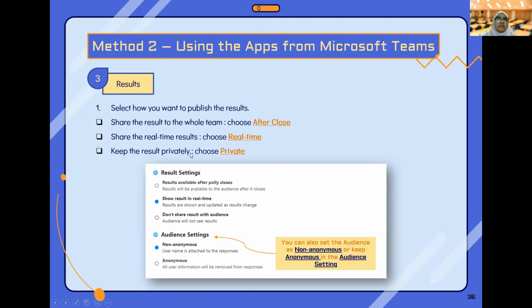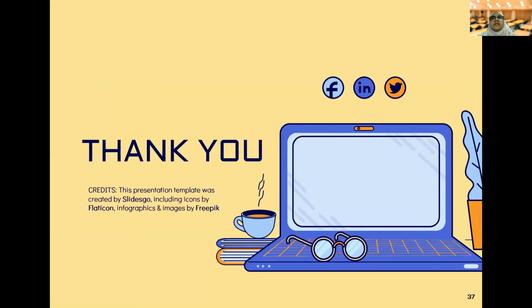And audience setting, so for the audience setting, there are 2 types: non-anonymous and anonymous. If you choose non-anonymous, their username will attach to the responses. But if you put as anonymous, all the user information will be removed from the responses. So that's all.